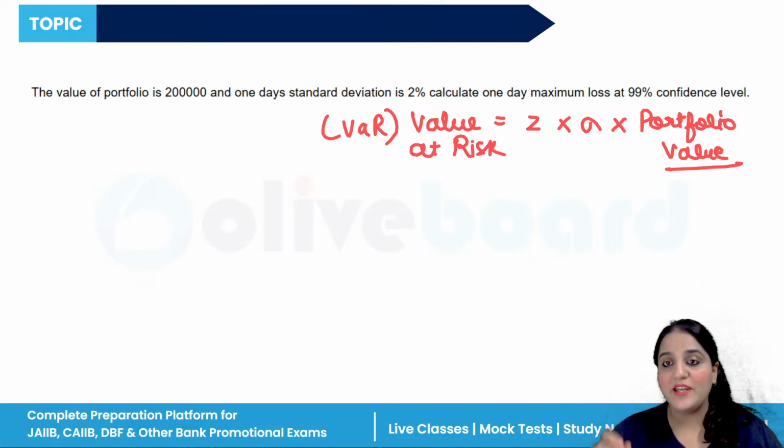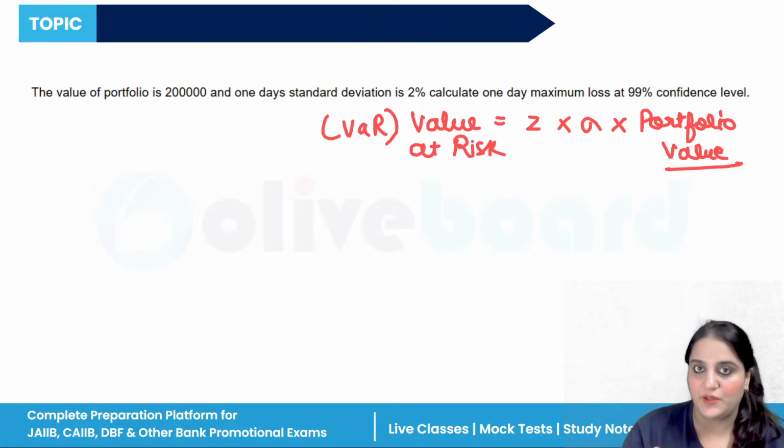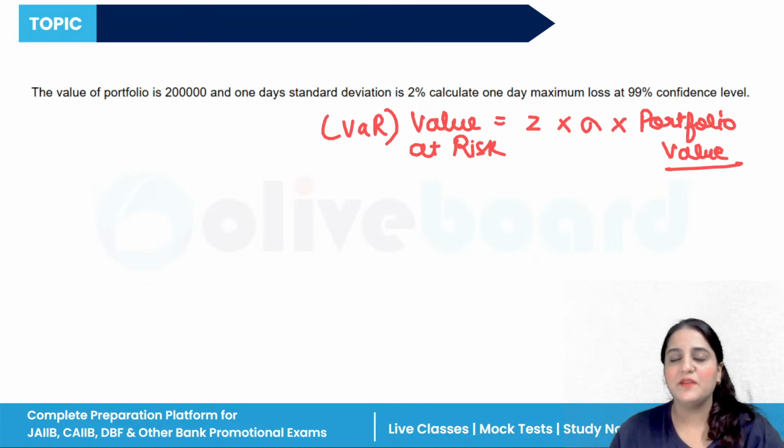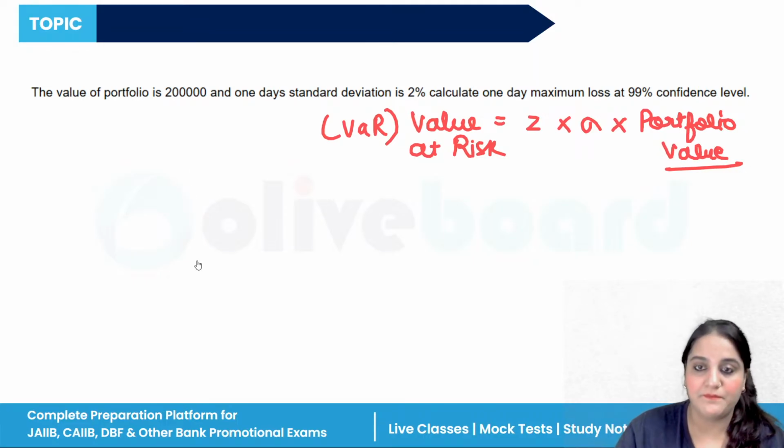Z multiplied by the standard deviation multiplied by portfolio value. So make sure when you are calculating the things by using your calculator, that you are doing the correct calculation, because sometimes what happens, we are correct, we know the formulas, we have accuracy, everything is okay, but sometimes we make mistakes in the calculation. That becomes a problem, right?